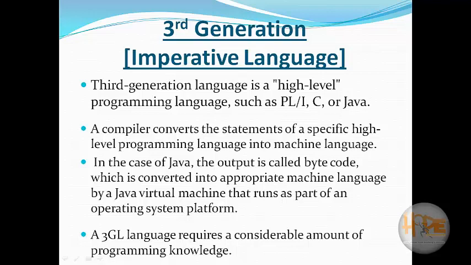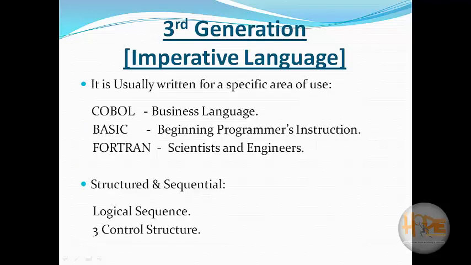A 3GL language requires a considerable amount of programming knowledge. It is usually written for a specific area of use, like COBOL is used as a business language, BASIC is used for beginning programmers' instruction, and Fortran is used by scientists and engineers. Structured and sequential. It has logical sequence and 3 control structures.